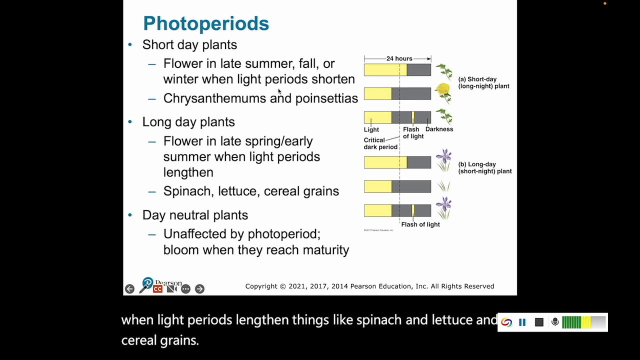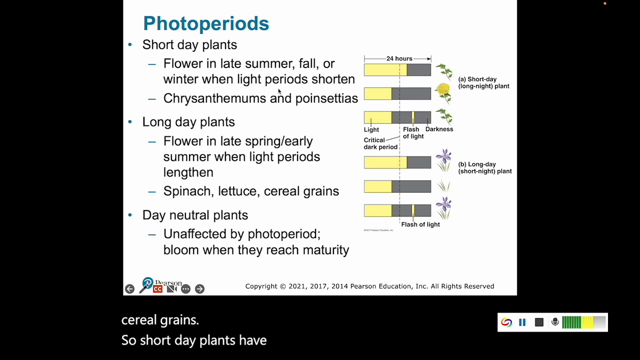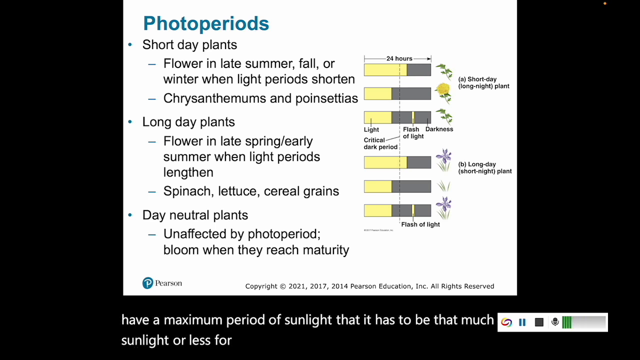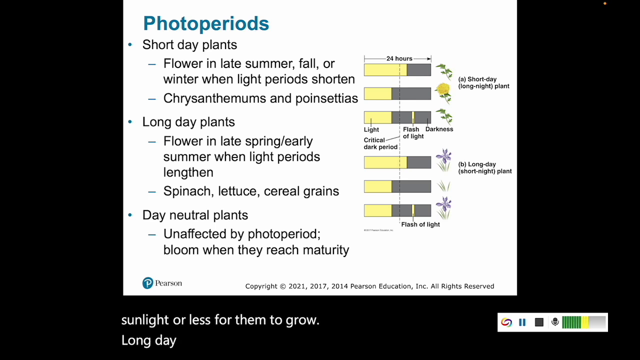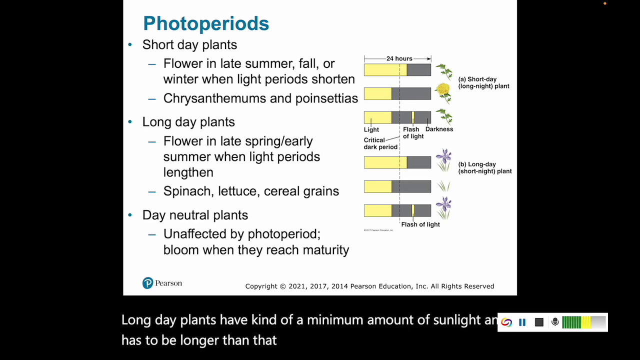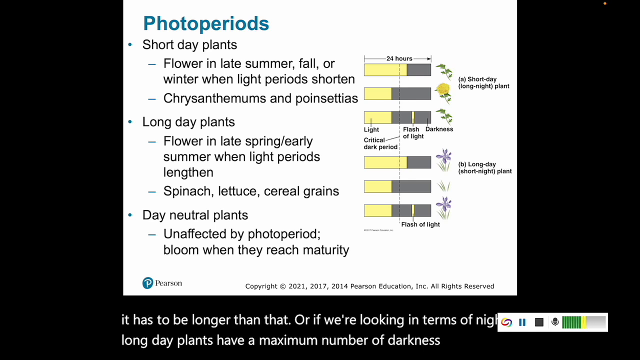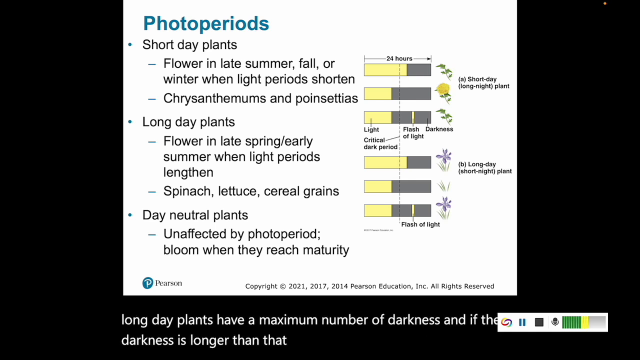So short day plants have a day length or less, right? They have a maximum period of sunlight, so it has to be that much sunlight or less for them to grow. Long day plants have a minimum amount of sunlight, and it has to be longer than that. Or if we're looking in terms of night, long day plants have a maximum amount of darkness, and if the darkness is longer than that, they won't bloom. But if the darkness is shorter than that, they will bloom.